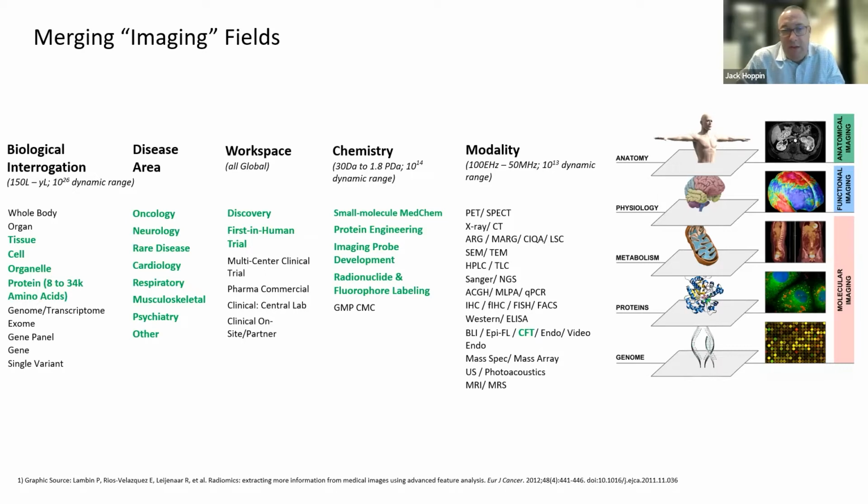Useful, I think, in discovery. We're going to be talking about rodent discovery research today. Useful across all disease areas. We have done some first-in-human work, and that could become more common. But primarily, this is in laboratory research. And all aspects of chemistry will be covered today.